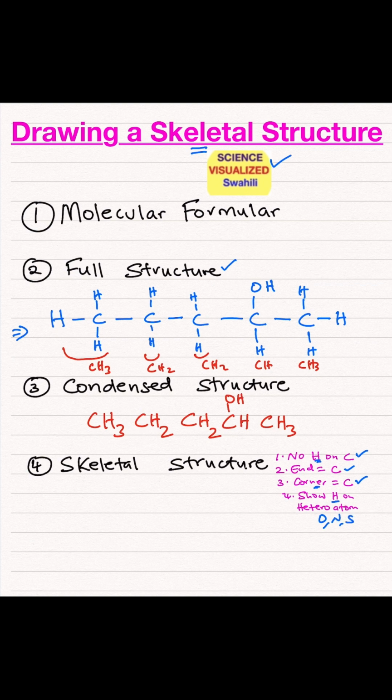Applying these rules, we see that this carbon has 3 hydrogens connected to it, so we don't show any hydrogen connected to carbon. So that hydrogen will just be a corner. Let me number them to make it easy. I'll call this number 1, number 2, number 3, number 4, number 5. So carbon number 1 is a corner, number 2 is another corner, number 3, that's another corner, number 4, that's another corner, number 5 is the last carbon.